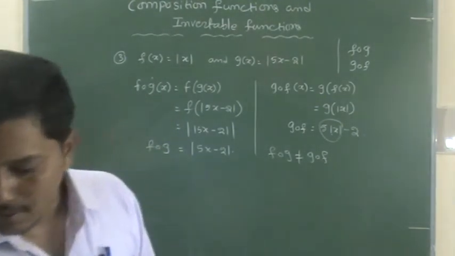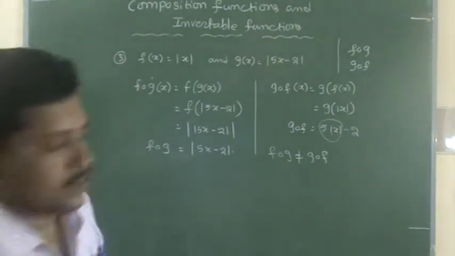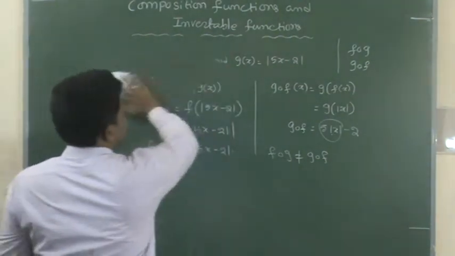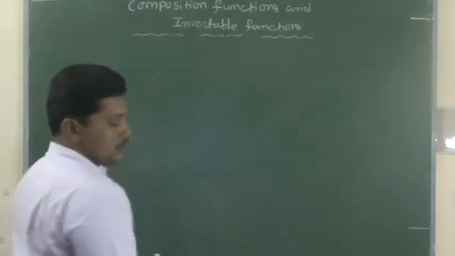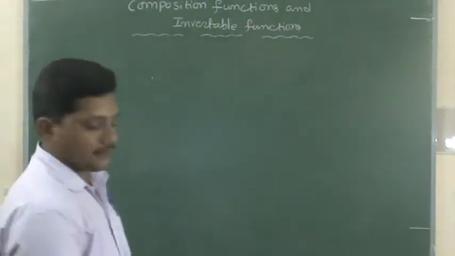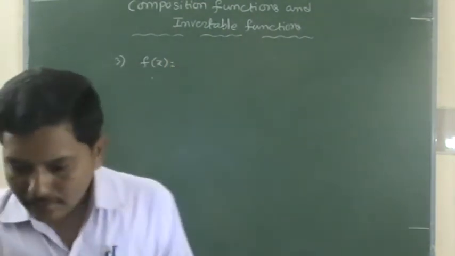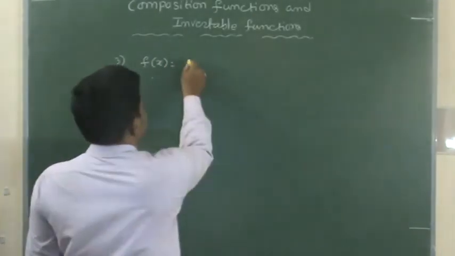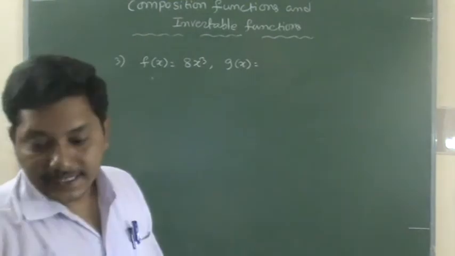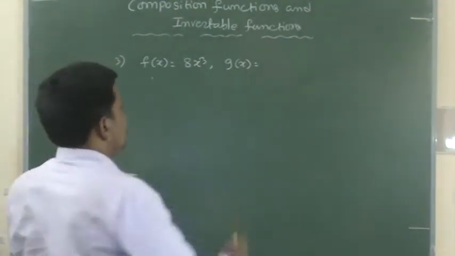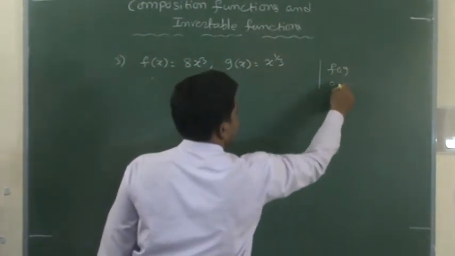In the same manner, there is another problem, and there are 1 mark or 2 marks questions in this. That's why I want to complete all problems in sequence. f of x is equal to 8x cube and g of x is equal to x power 1 by 3. This is in your exercise third problem. Now the same, I want to calculate f circle g and g circle f of x.